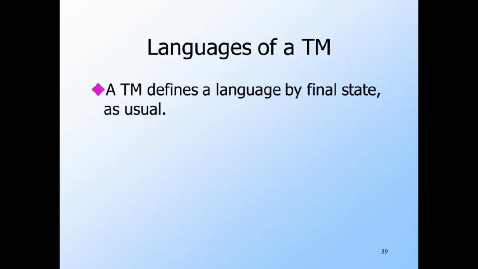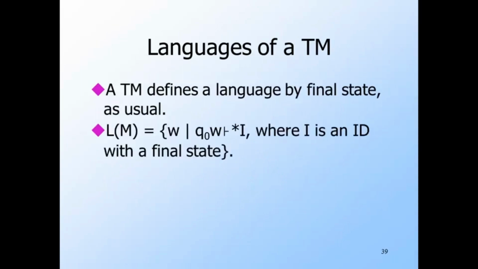There are actually two ways to define the language of a Turing machine. Final state is one of these ways, of course.